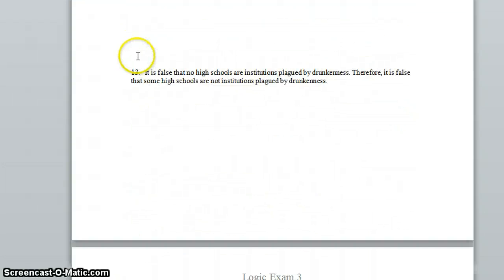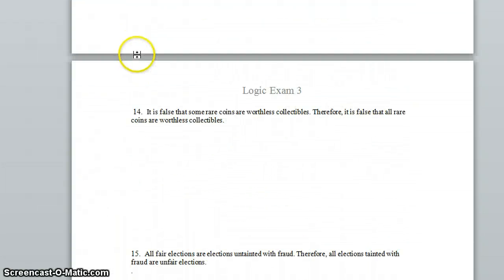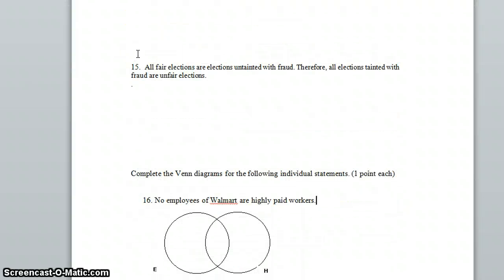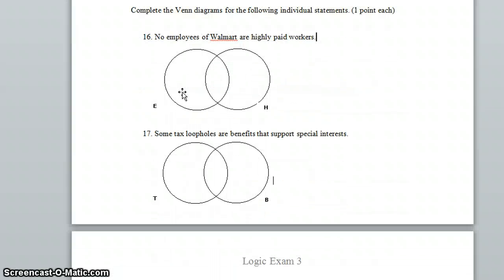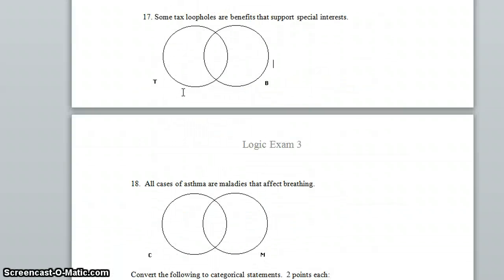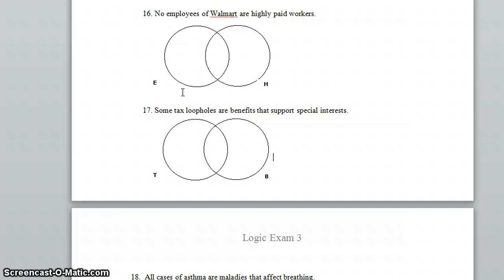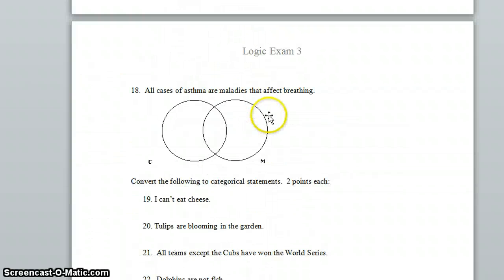Continuing down, then just complete some Venn diagrams here, and obviously these should be self-evident. I see that for number 16, I haven't changed that yet, but it should be W and H. Oh no, E and H is fine. Never mind. I keep looking for mistakes.